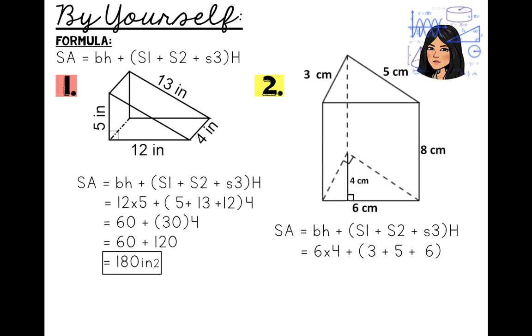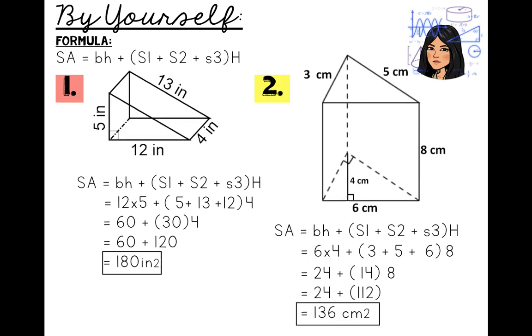3 plus 5 plus 6. Then my height is obviously 8. Okay, go ahead and solve that. So we have 24 plus 14, right? 11 plus 3 times 8. Our answer is 112 plus 24, which equals 136 centimeters squared.